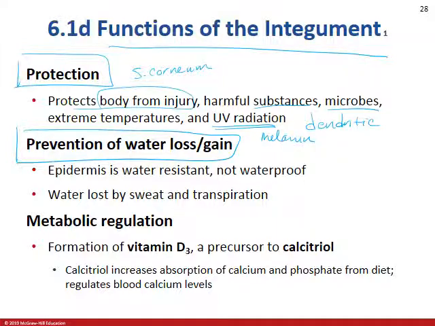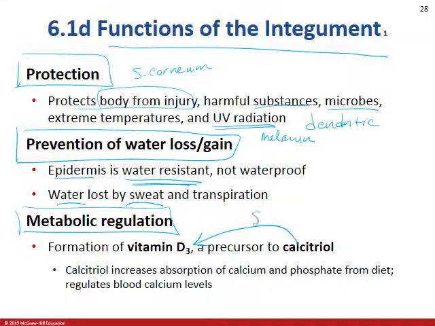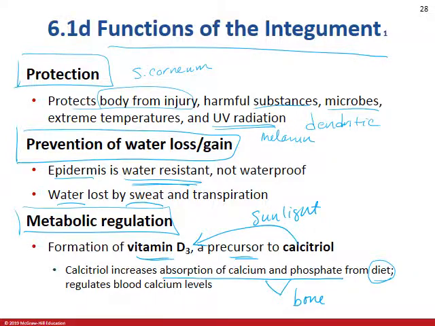Prevention of water loss and gain. So the epidermis is water resistant. It doesn't completely stop the transfer of water, and we know this because we lose water by sweat, right? Metabolic regulation, we didn't go into too much detail, but you have to turn this calcitriol into vitamin D, and you do that by sunlight. So sunlight is going to activate this precursor chemical to turn into vitamin D, and we need this to absorb calcium and phosphate from our diet. And when you see these two words, you should be thinking about bone. Remember how we store calcium and phosphate in our bones.